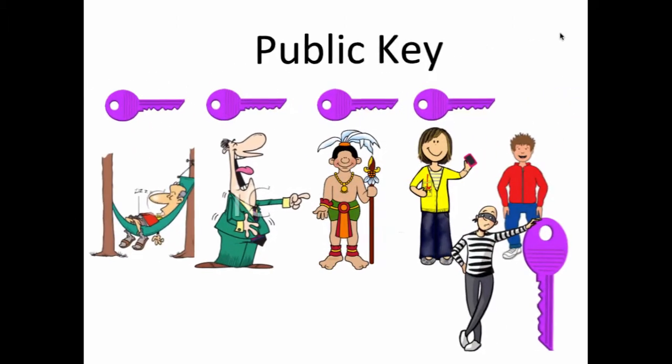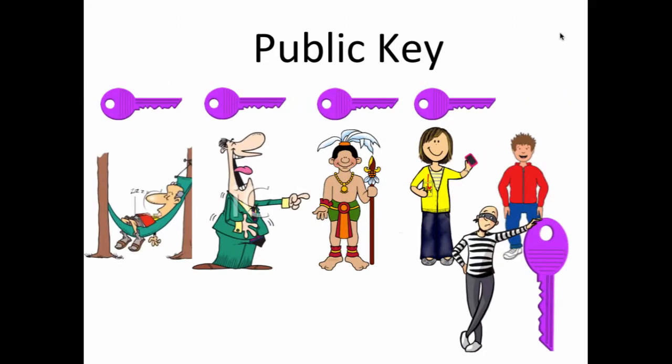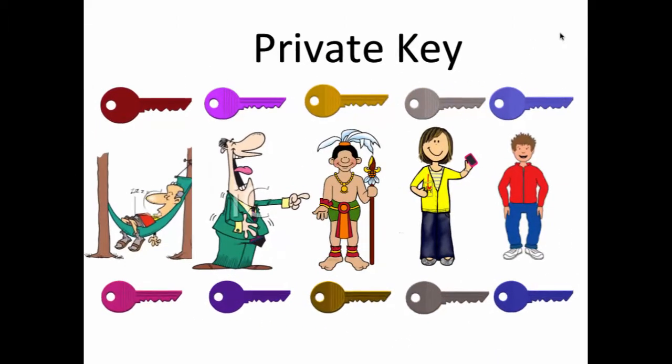The problem with the public key method is that if someone's key is stolen, then the thief can decrypt and read everyone who uses the same key. In short, everyone is affected by the loss of a key. The private key method is much more secure.